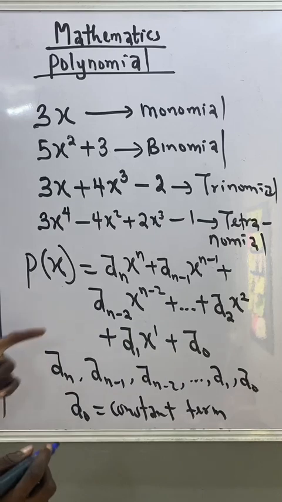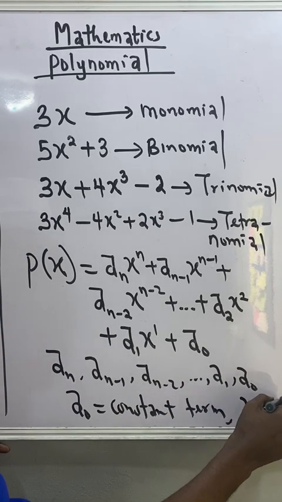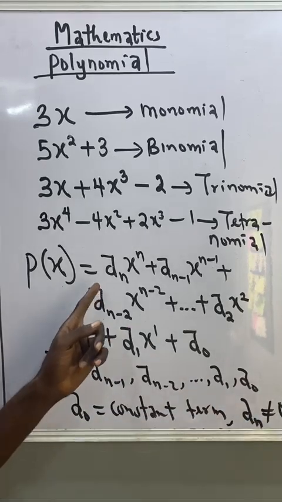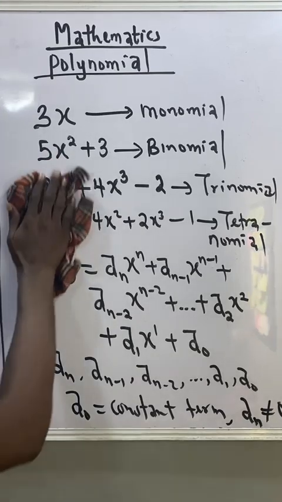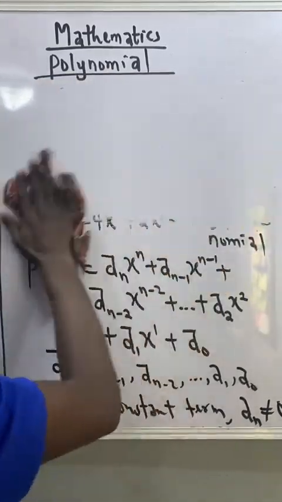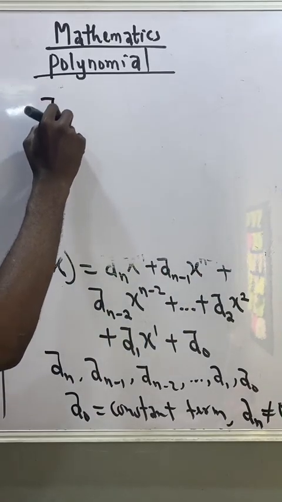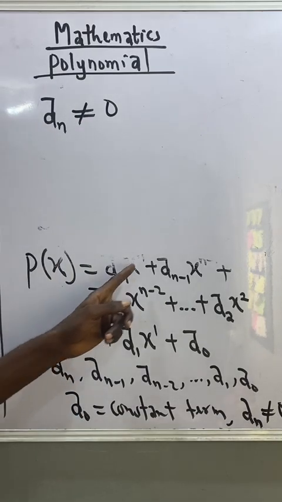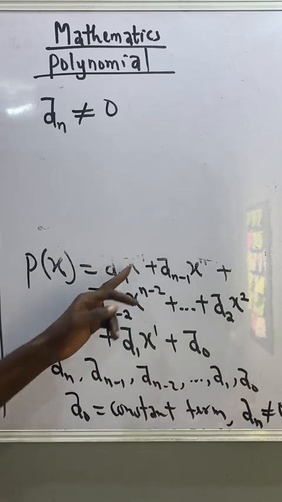And then a_n must not be equal to 0, because that's the leading coefficient. a_n is the leading coefficient. It is the one that is attached to our variable. a_n is not equal to 0. That's the leading coefficient because it's the one that is attached to the highest power of the unknown.